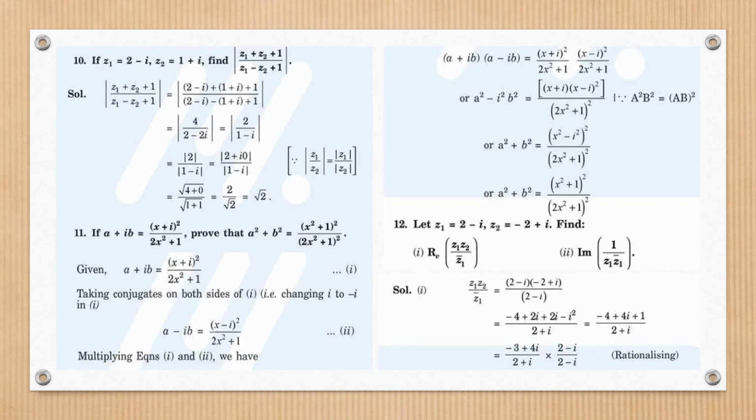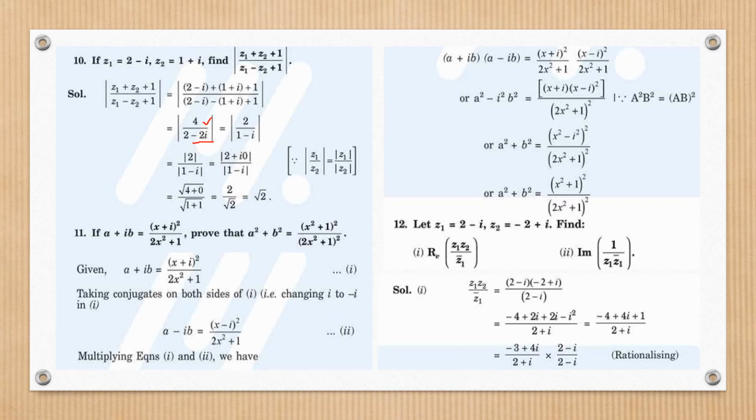Number 10 is if z1 is 2 minus iota, z2 is 1 plus iota, find the modulus of (z1 plus z2 plus 1) upon (z1 minus z2 plus 1), right? So firstly, this modulus is given, put all the values of z1, z2. So after opening it, I'll get 4 in the numerator and 2 minus 2 iota in the denominator. And take 2 common from this denominator, and 2 will get cancelled from here. So this becomes 2 upon 1 minus iota, right?